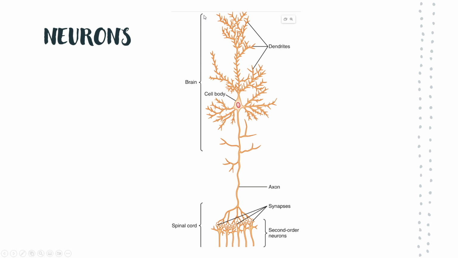This assumes that the signal is being transmitted from the brain to the spinal cord. So the signal will be received by the dendrites at the top. It will flow down to the axon, and then the axon will connect to a dendrite of the next neuron. But in between the axon and the dendrite of the new neuron, there's something called a synapse.